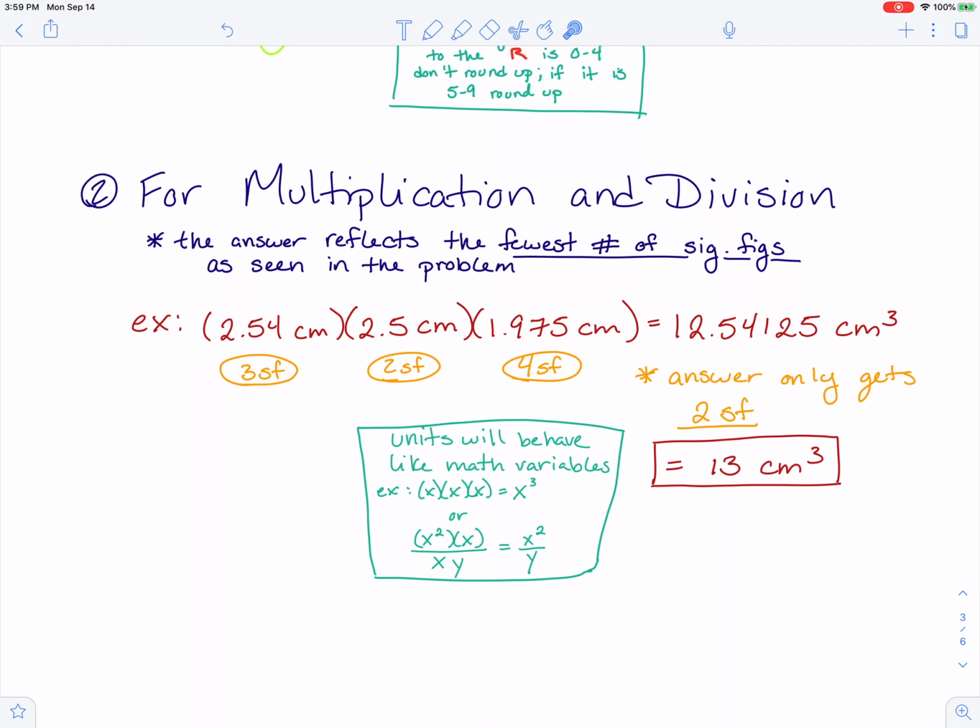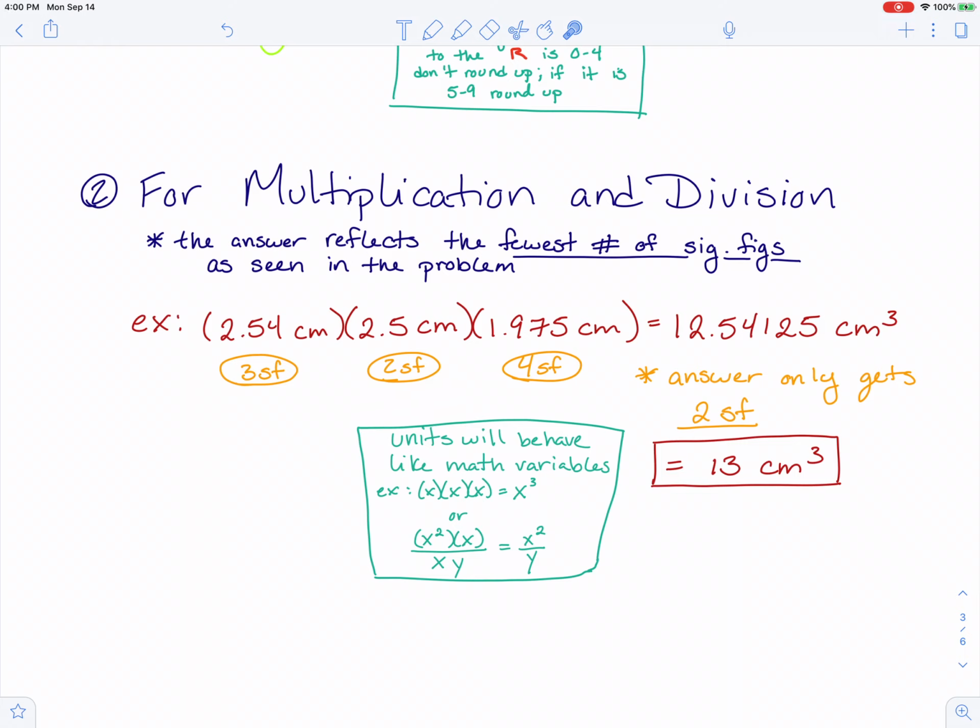So once again, as a scientist, I've decided to use three different types of rulers. I used a ruler that was not that precise, and then one that was a little bit more precise, and then one that was a bunch more precise. Each of these has a different number of sig figs, and this number in the middle only has 2 sig figs. That's the fewest number of sig figs present in my problem. That means my answer is also only going to be allowed 2 sig figs.